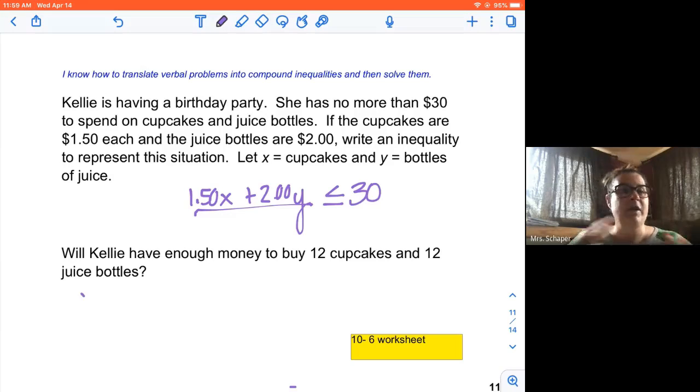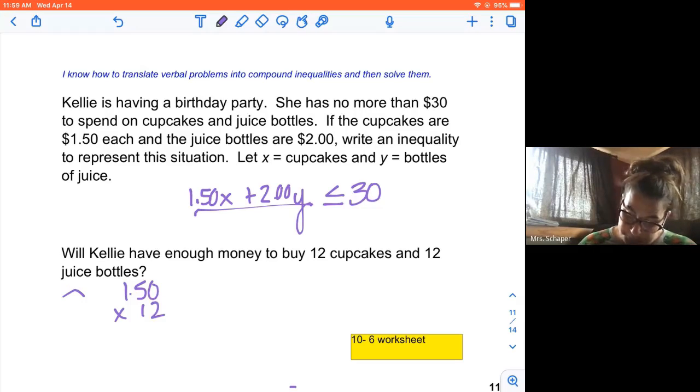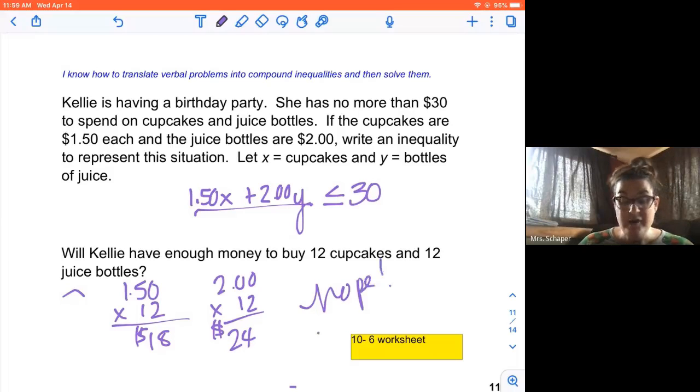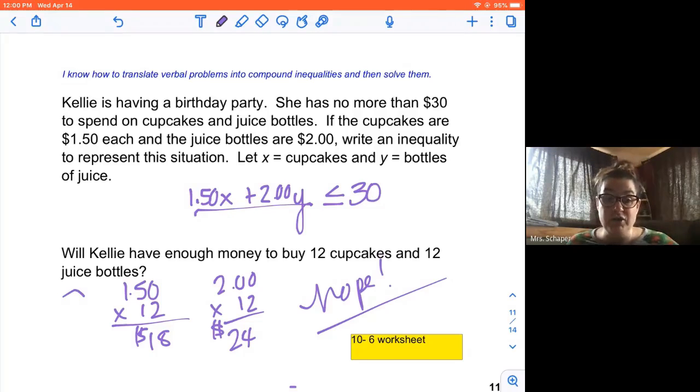Real life scenario, right? When you're budgeting, when I buy all of this, I have to be within my budget. Very realistic. Okay. So will Kelly have enough money to buy 12 cupcakes and 12 juice bottles? Well, $1.50 times 12 is $18, and $2 times 12 is $24. Yeah, looks like she's over budget by like 12 bucks. So nope, not enough money. Now, could I have filled these values into that inequality and solved it? Sure. I just chose to figure out how much juice was and how much the cupcakes were.